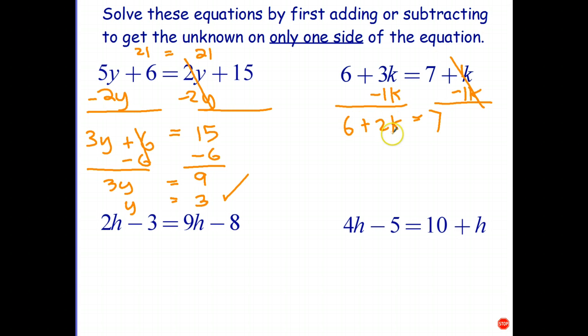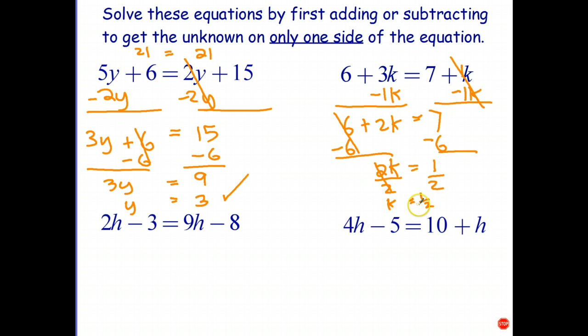So we've seen ones like this before. Read it as 2k plus 6. So therefore I can take 6 from both sides, leaving just 2k on the left. 7 minus 6 is 1. Divide both sides by 2. And k equals 1/2. So let's go ahead and check this one.